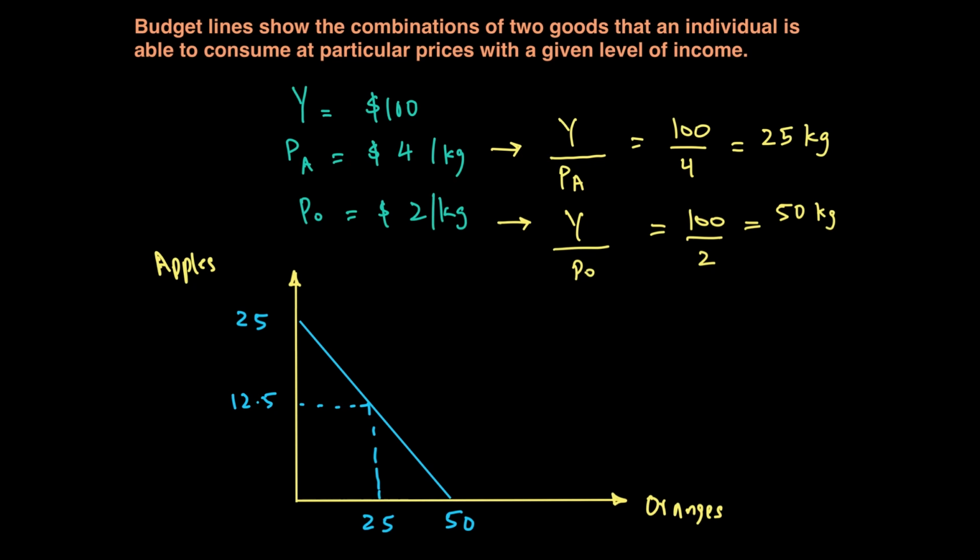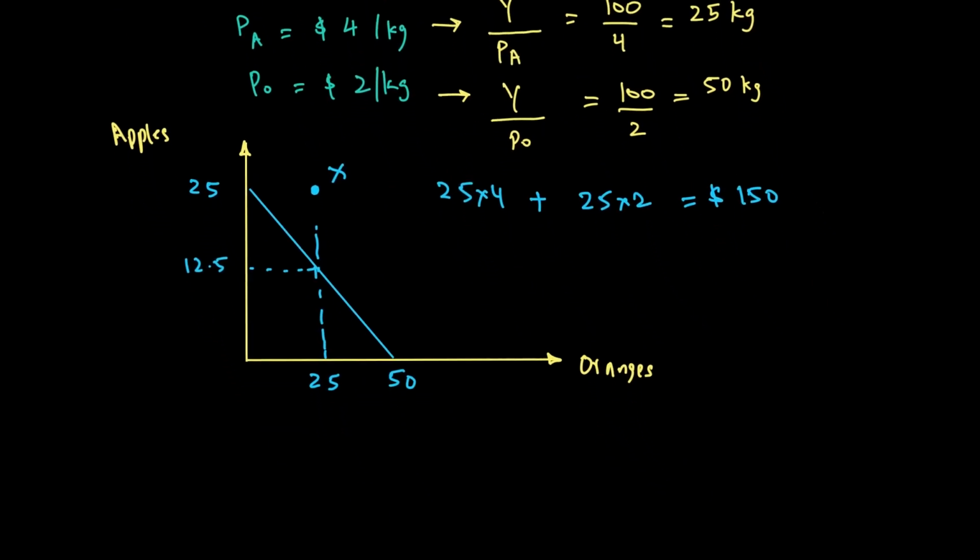For example, if you tomorrow ask for 25 of oranges and 25 of apples, that's not possible with the income of $100. Why? Because for that you need 25 times 4, or $100 for apples, plus another 25 times 2, or $50. In other words, you require $150 for a combination like this combination X. So one would argue that all the points on the budget line can be affordable, while the ones that are beyond it are unaffordable.